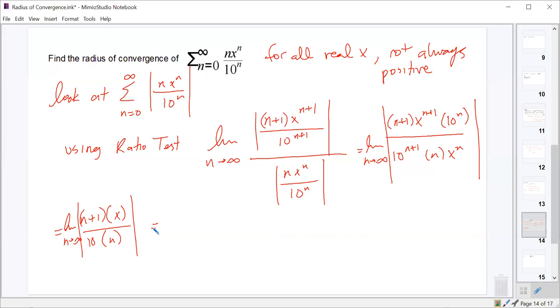And now this is just a rational function, essentially. Right? Our variable is n. X is just some number that we might plug into this. It's just some constant. 10 is just some constant. And so it's a rational function where the degree of n is 1 in the numerator and the degree of n is 1 in the denominator, which means all we have to do is divide the coefficients. Well, the coefficients are x and 10. So this should end up giving us the absolute value of x over 10. Good or no?